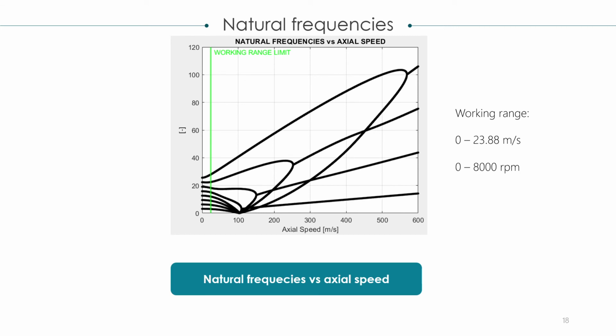First up are the natural frequencies. They are plotted against actual velocity, and the behavior we can see is interesting. First of all, the critical speeds are shown to be around 100 meters per second. This is the critical area, above which unstable dynamic behavior can be witnessed for the beam.